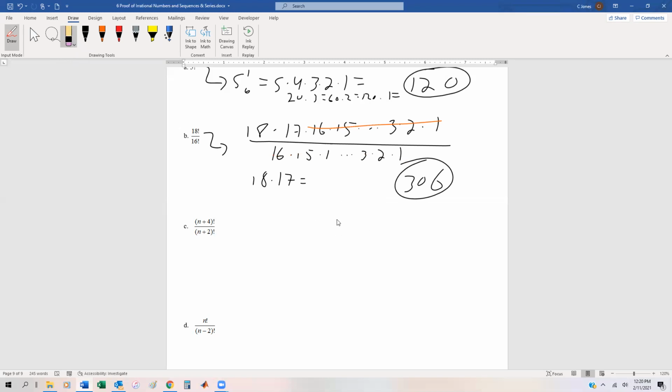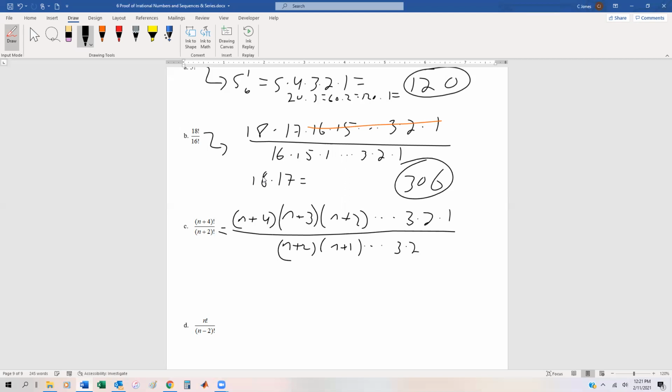Now, what if it's just a variable expression? So we have n plus 4 factorial over n plus 2 factorial. Well, we know that we're just multiplying in descending order according to integers. So n plus 4 factorial is n plus 4, n plus 3, n plus 2, all the way down to 3, 2, 1. And n plus 2 factorial is n plus 2 times n plus 1, all the way down to 3, 2, 1. And notice that similar to above, everything's going to cancel out except for n plus 4 times n plus 3, which is going to be n squared plus 4n plus 3n plus 12, or n squared plus 7n plus 12.